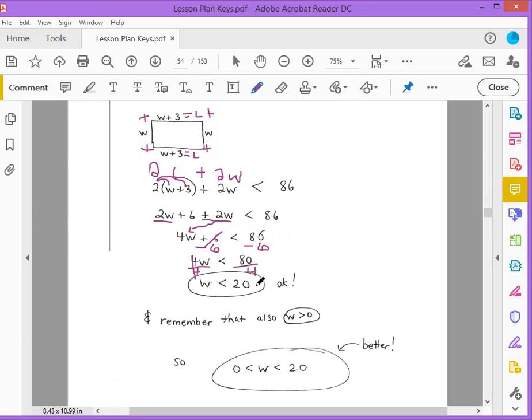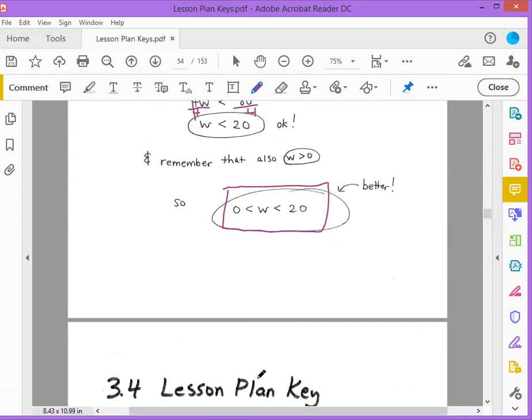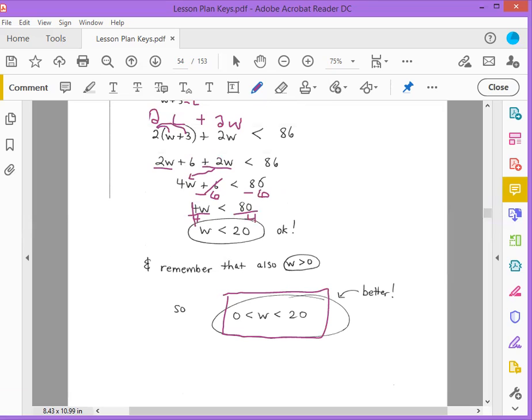Now, when we're talking about the width, it can't be any number that's less than 20, right? It can't be a number that's less than 0. We can't have a negative length or negative measure here for the width. So therefore, we will write the range. A better way to describe it is that w has to be bigger than 0, but less than 20. So somewhere between 0 and 20. And that's the last example from the 3.2 note.